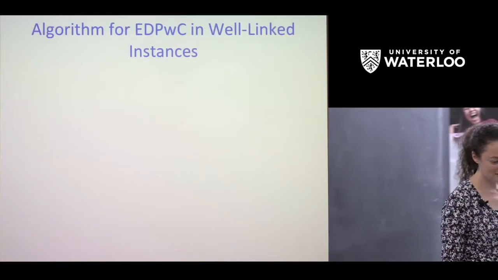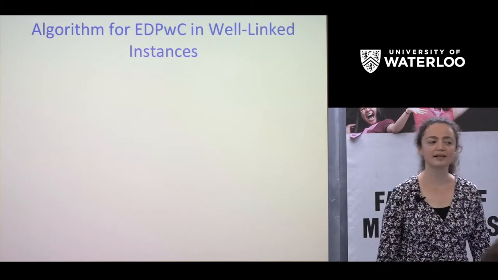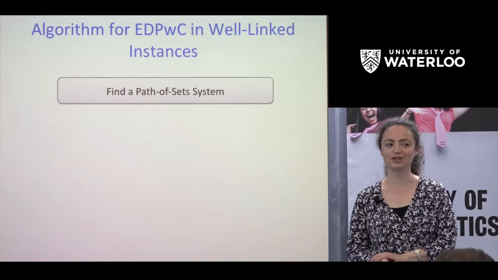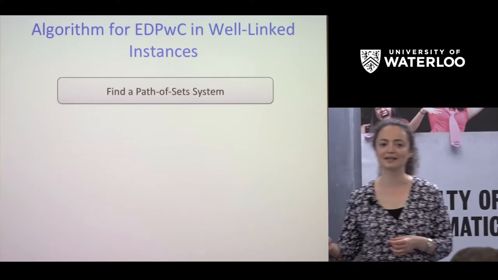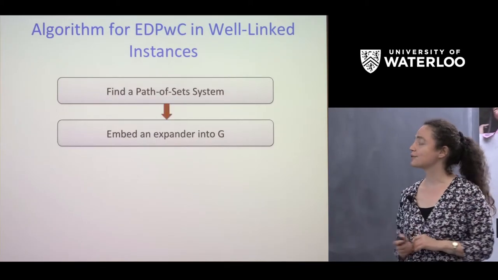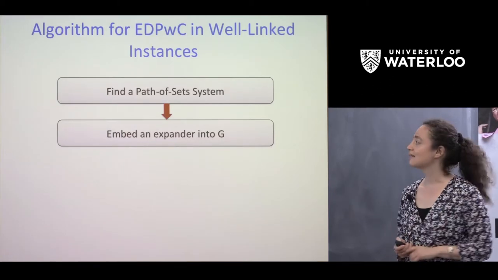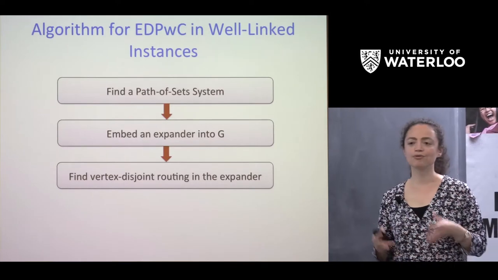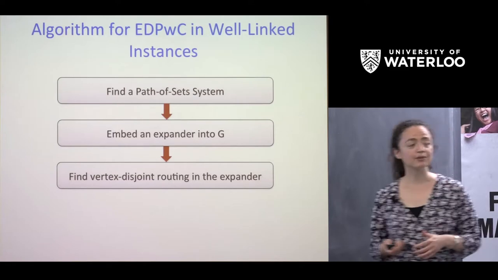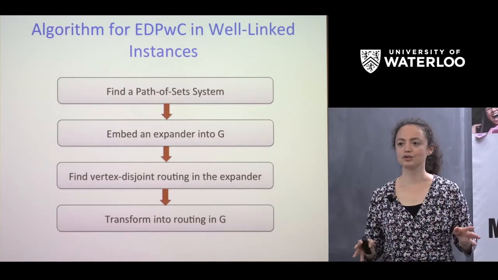So to summarize this part, if we start with adjacent paths in well-linked instances, we need to find a path system in them. I didn't show you how. This is the bulk of the technical work, but we can do it. Once you find it, you can embed an expander into your graph using the cut matching game. It's pretty easy, the way I showed you. Then you use one of the algorithms that we know for routing on expanders. This is given to you as a black box. And finally, whatever you routed in the expander, you can translate into routing in your graph, and you are done. You get routing with congestion 2.